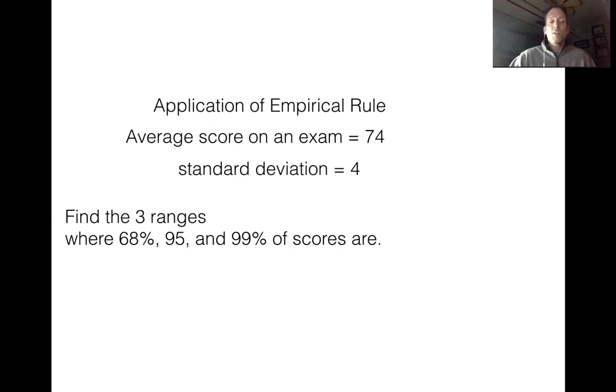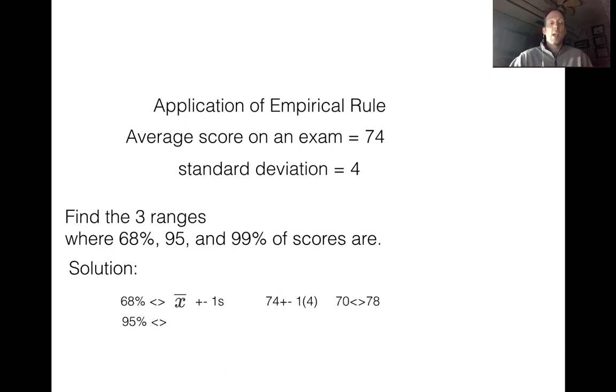Okay, so how does this turn out? Well, first thing that we know is if we want the 68% range, that's going to be what we find when we go 1 standard deviation above and 1 standard deviation below the mean. So 1 standard deviation is a 4. If we take 74 plus a 4, it's going to give us a high side of 78. If we go 74 minus a 4, it's going to drop us down to a 70. So we know that if you took that test, there's a 68% chance you scored between a 70 and a 78. So how about the next one?